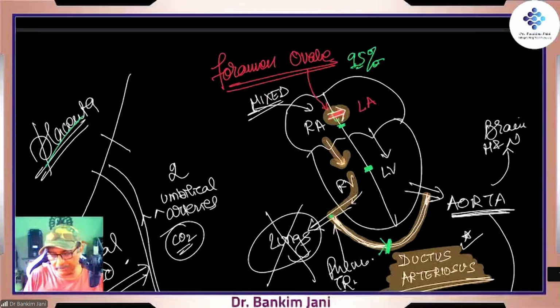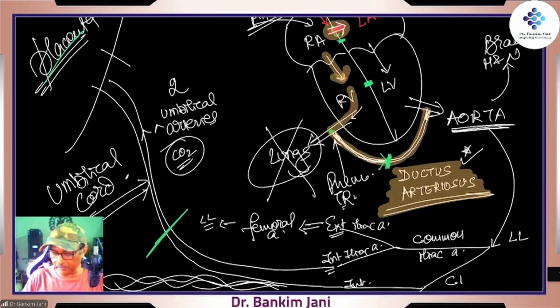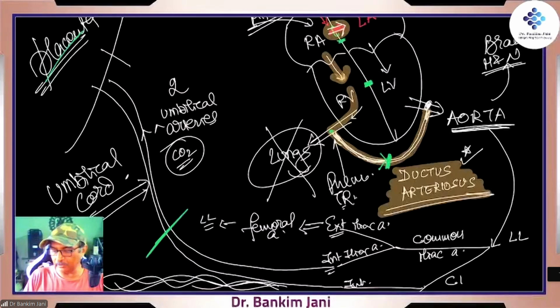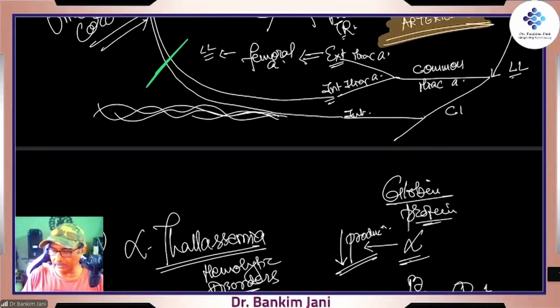That blood is pushed into the left atrium. From the left atrium, it goes to the left ventricle, and from the left ventricle, it goes to the aorta. It's at this point that the blood, having been received from all sides, moves further. As it moves further, it gives blood to the brain, head and neck, and over here to the lower limb, and then it distributes. However, this common iliac artery divides into external iliac and internal iliac, and this goes to the femoral artery.